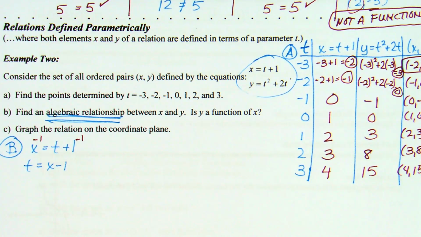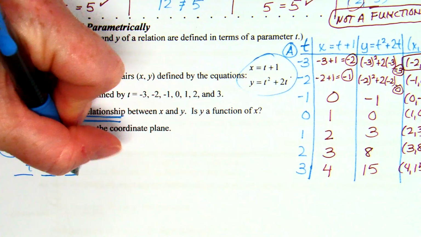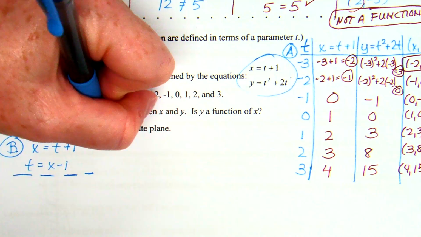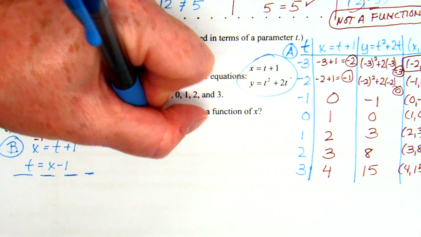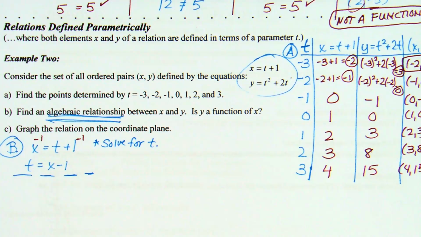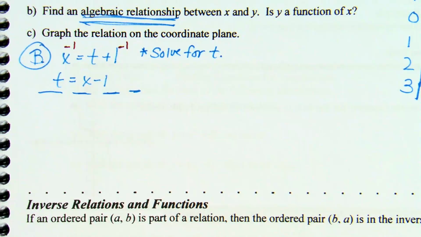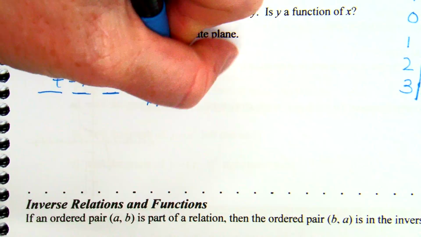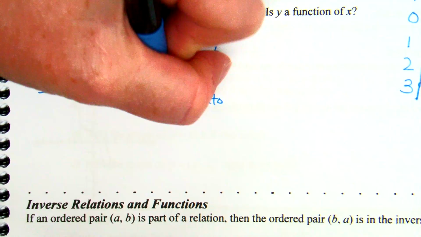If t equals x minus 1, what could I do with that? Plug it into the other equation. Okay, so let me write a note off to the side here. First of all, what did we do on the first step? We picked one of the equations and we solved it for t. I picked the x equation because it was much easier looking, right? So we solved it for t. And now we're going to take that and plug t into the y equation, or I should say the other equation.